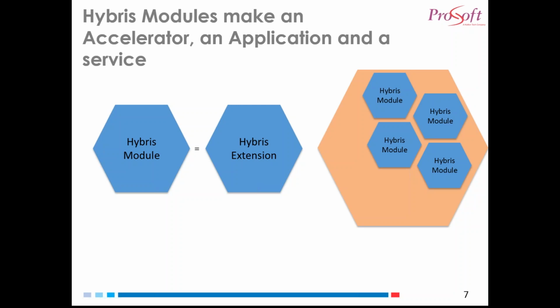When all of these modules are combined together, they make an accelerator, or an application or a service. There are different accelerators for different verticals: there is a telecommunication vertical, a B2B accelerator, and a B2C accelerator. What is happening underneath is that those modules have been customized to a specific business vertical.